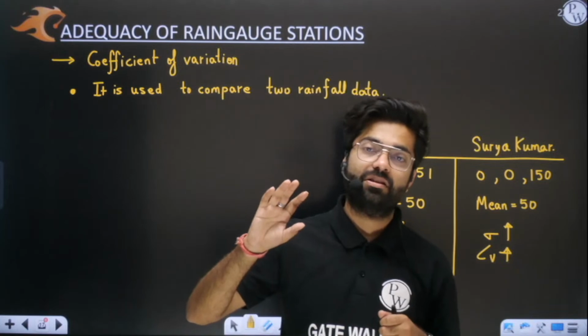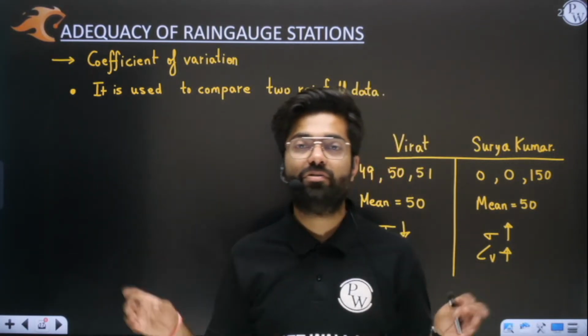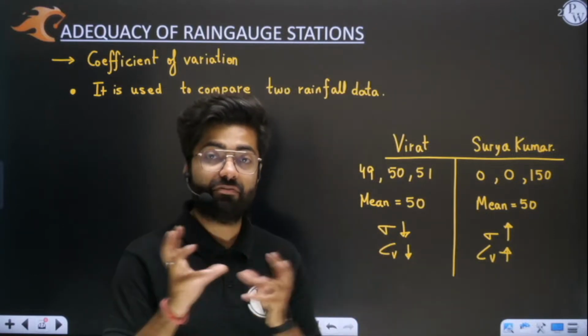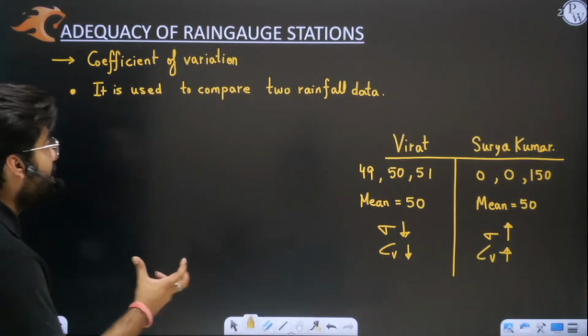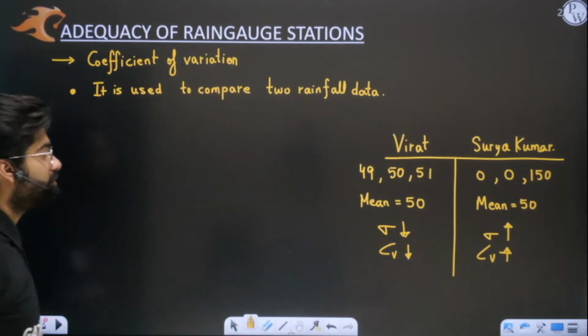Sometimes it happens in more quantity, it will happen daily, and most of the time of the year you will see that no rain is happening. So it's a variable kind of phenomenon. So ultimately that variation is basically measured by this coefficient of variation.